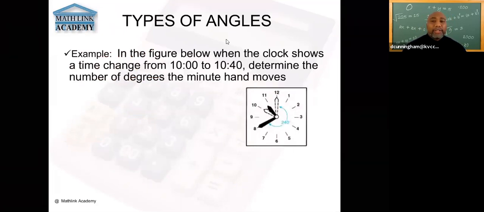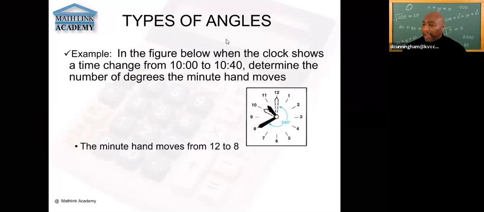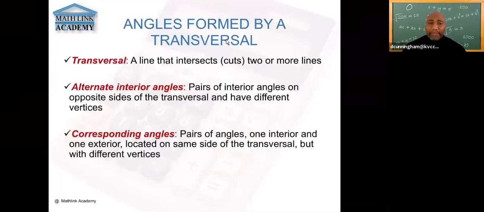Now, looking at clocks, clocks have angles. When you look at 1 o'clock and 6 o'clock, what angle is 6 o'clock? 180. At 10 o'clock, what's the degree of that? There are different types of angles at different times. But I want to go over some definitions first, and then do some examples. The first word is transversal. It's a line that intersects or cuts two or more lines. So you have two lines and one line cuts them. That line that cuts them is the transversal.